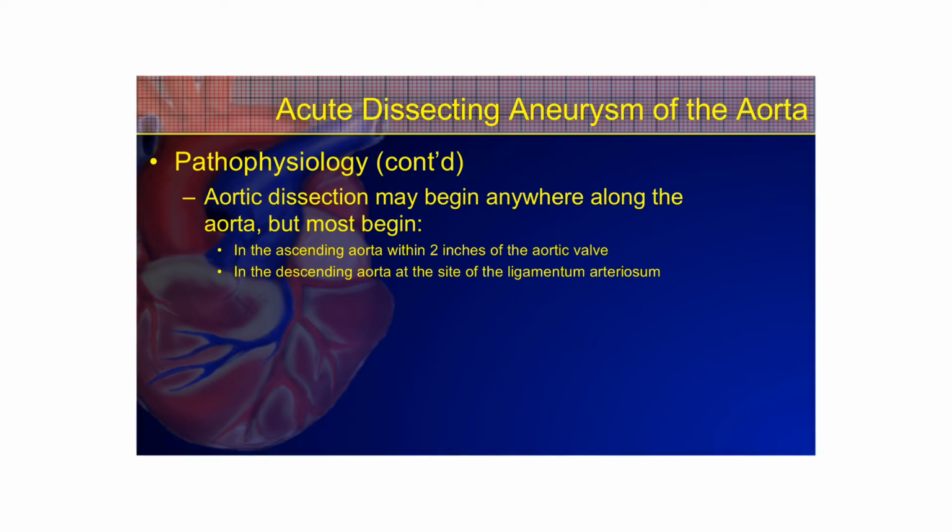Most of these dissecting aortas will begin in the ascending aorta, just about 2 inches from the aortic valve, or in the descending thoracic aorta at the site of the ligamentum arteriosum. Arteries will lose elasticity prematurely through different pathologies, including atherosclerosis, which is the most common, hyperlipidemia or high cholesterol, hypertension, coronary heart disease, and medial degeneration.